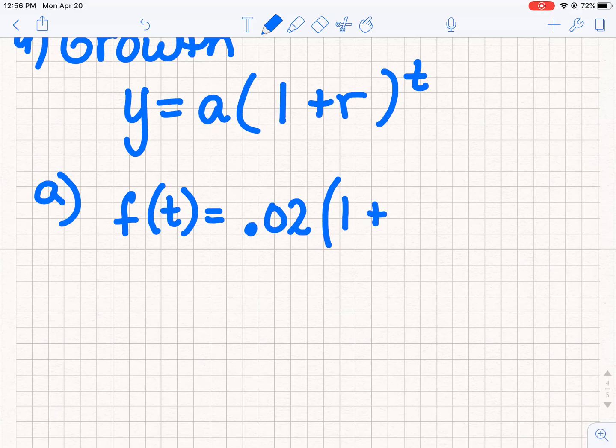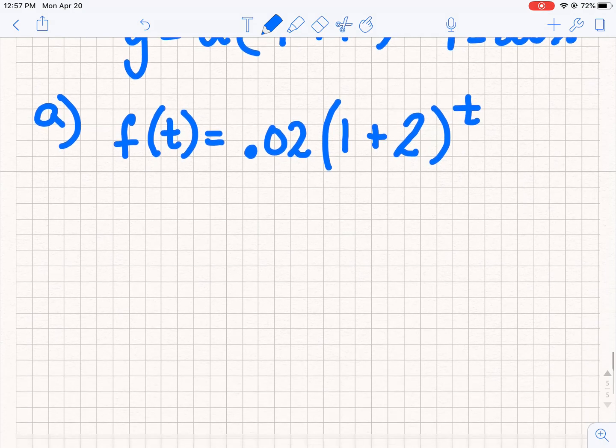Our rate, this is what threw most people off. If we're doubling something, we are taking 200% of what we originally had. And so our rate here was 200%. So we have to change that to a decimal, and the decimal is 2. And then we're going to raise it to some time. Part A doesn't give us a time, and so we leave it there.